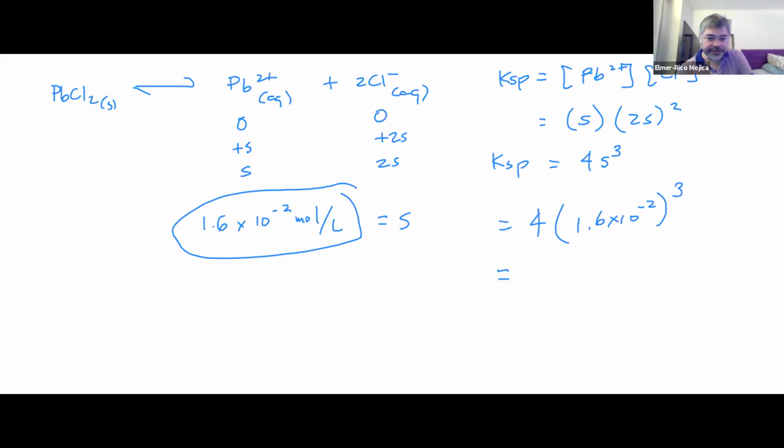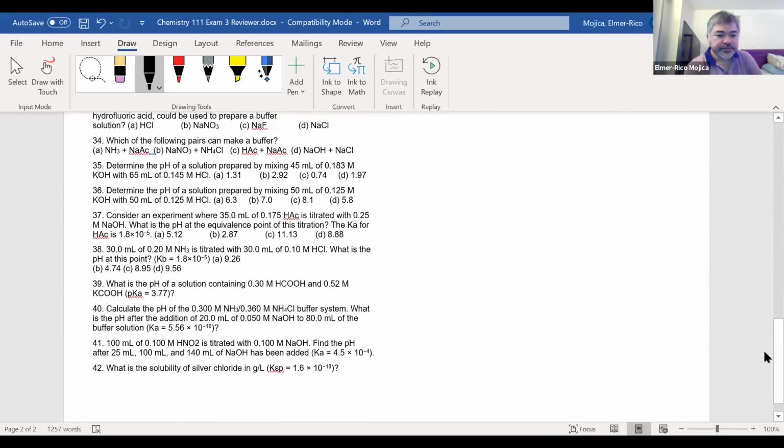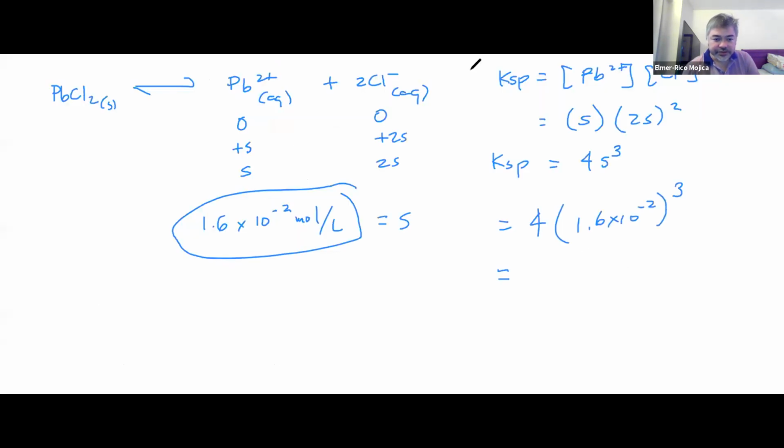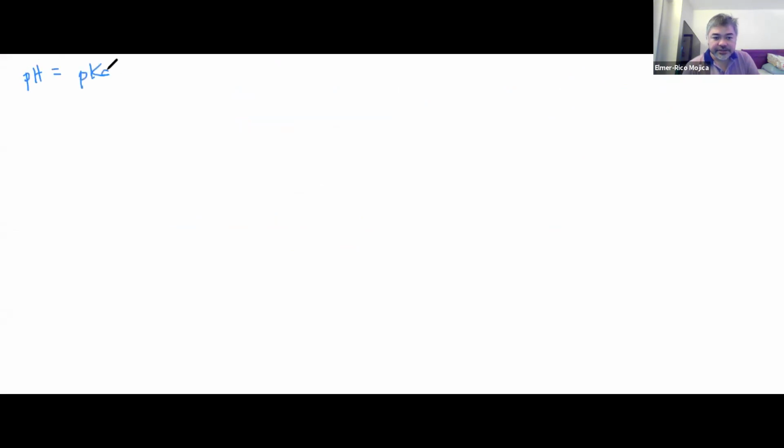Number 40. So where's the question? Okay, so calculate the pH of the 0.30 molar divided by 0.036 buffer system. And what is the pH after the addition of 20 ml of 0.05 molar NaOH to 80 ml of the buffer solution? So you have to look at this in terms of what we call the initial given. So the first thing that you have is the Henderson-Hasselbalch equation. So you have the base over the acid.